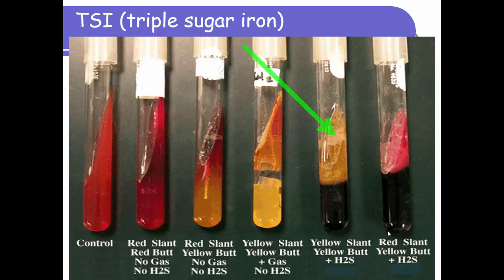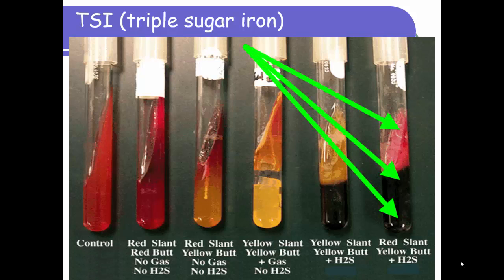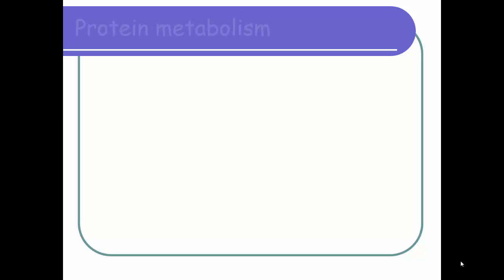This tube shows a yellow slant, an actual yellow butt, with hydrogen sulfide produced. This would be positive / positive / H2S. This tube shows a red slant, yellow butt with hydrogen sulfide. This would be reported as negative / positive / H2S.